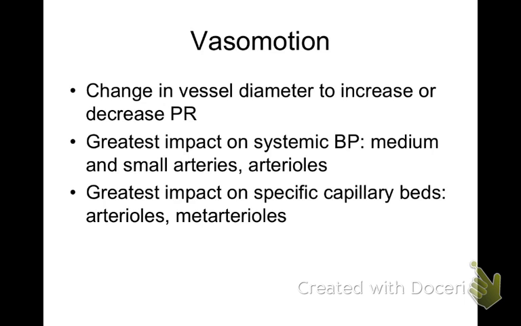Primarily, this is going to affect systemic blood pressure. We're not going to be doing it too much to the pulmonary system. Your pulmonary system really can't withstand a very high blood pressure because then you'd have fluid leaking out into your lungs. That would not be good. The greatest impact on systemic blood pressure is on the medium and small arteries and arterioles. If you want to impact specific capillary beds, you're going to hit their arterioles, and their first branch is called the metarterioles.